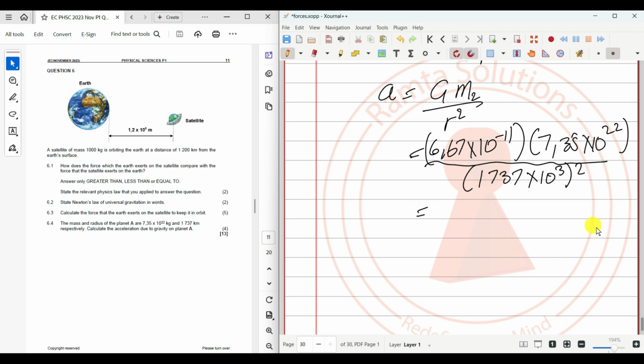So let's go. So what is it? The gravitational acceleration of planet A is now 1.62 meters per square second. This is the gravitational acceleration of planet A.